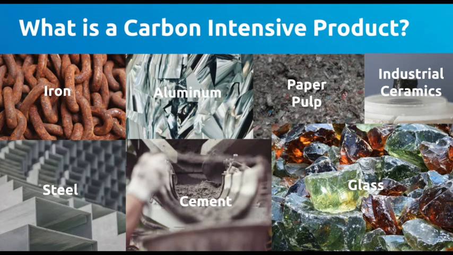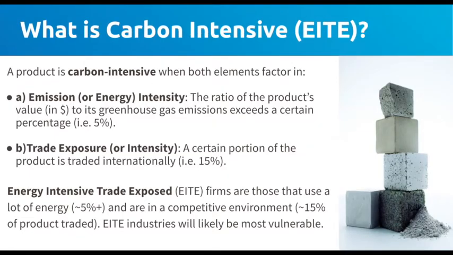All right, much more complicated are carbon intensive goods, or emission intensive trade exposed goods. Now, generally in the literature and in the governance structures, a product is carbon intensive when its emission intensity meets a certain ratio. So emission intensity is the product's greenhouse gas emissions against its value in dollars. And then you'll have a cutoff point there. It might be 5%, it might be 10%.